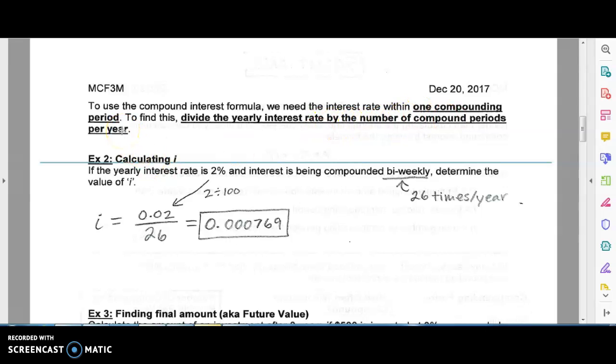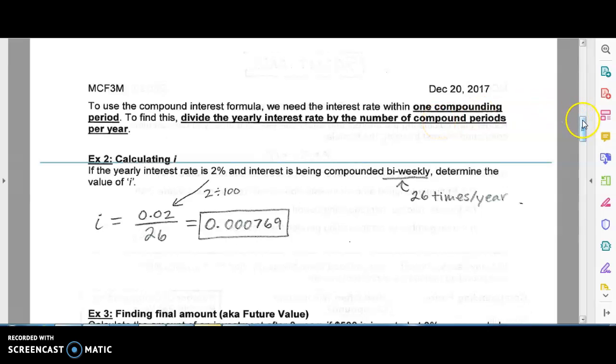So if your interest rate is 12% and there are 12 compounding periods in a year, you would do 12% divided by the 12 compounding periods, which would give you 1% or 0.01. The question will always give you the yearly interest rate. You need to take that yearly interest rate and divide it by the number of compounding periods in a year.